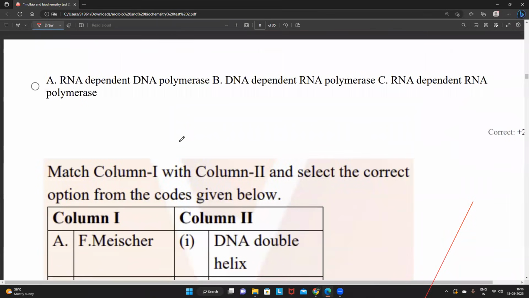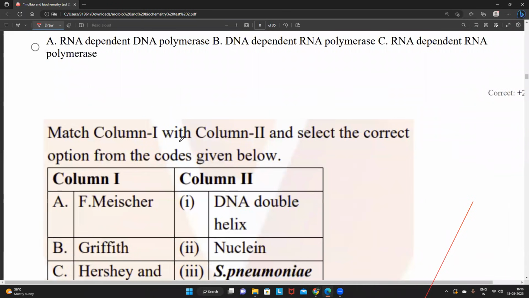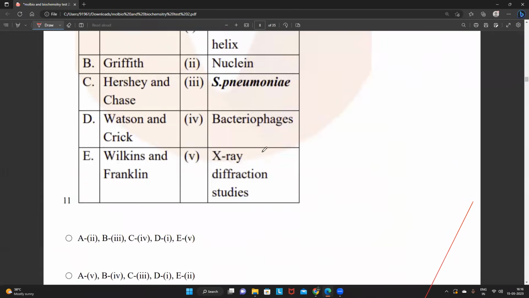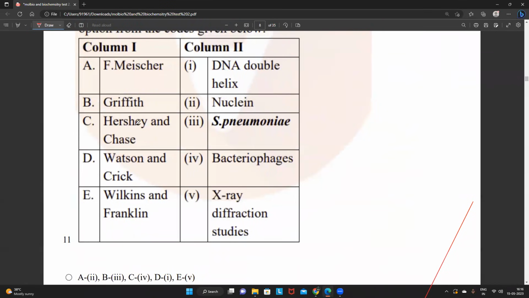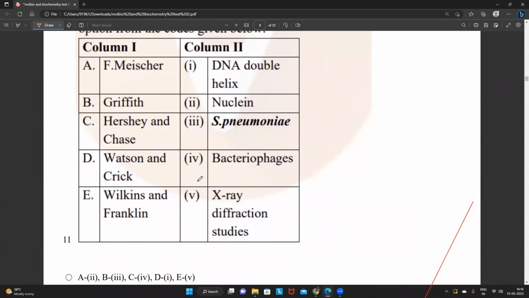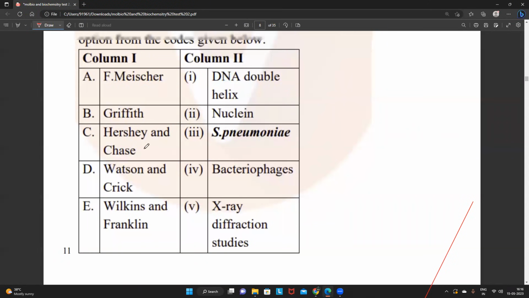Now, question number 11, which is very straightforward, no need to explain here. The question asked is, I told you, right, you people have to remember the names of the scientists compulsorily. Match column 1 with column 2 and select the option with the correct match given below. You all commonly know it.